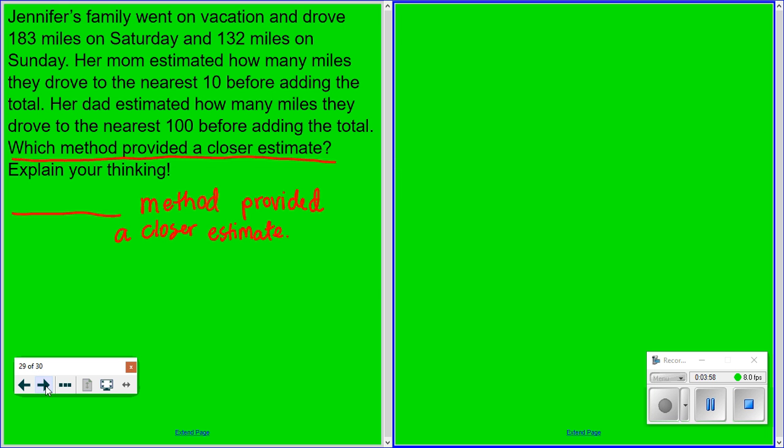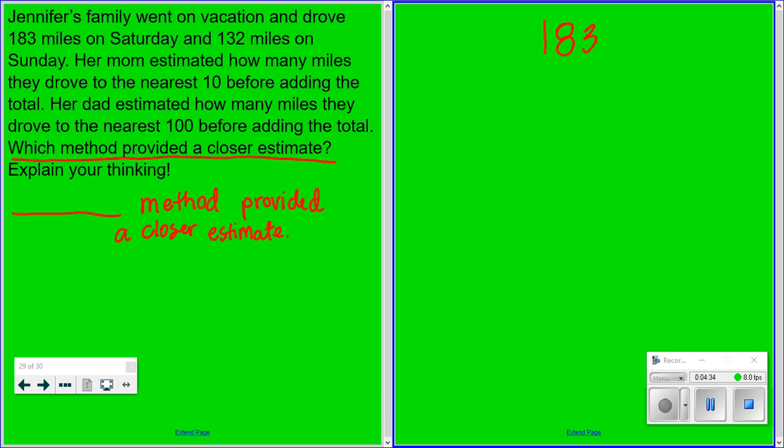So what we're going to do now is we're going to have to decide who was closer. Let's start with who's first, Mom? Yeah, Mom estimated how many miles they drove to the nearest 10 before adding the total. Alright, let's start with the first section. On Saturday, how many miles did they drive? That came right from our problem. Emma? 183. I'm going to write that down.